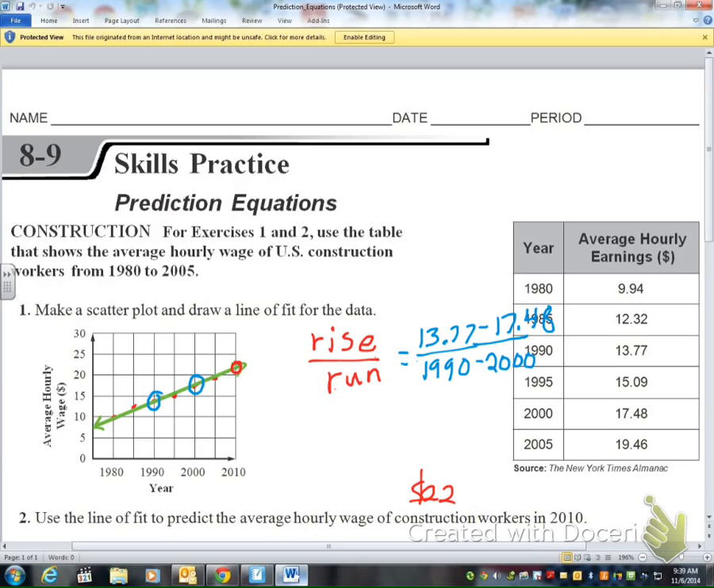So if I do 1990 minus 2000 on the bottom, and 1990 is 13.77, 2000 is 17.48, then I do 13.77 minus 17.48 on top. 13.77 minus 17.48 gives us a rise of negative 3.71, and 1990 minus 2000 gives us a run of negative 10, which if we divide that out gives us 0.371.